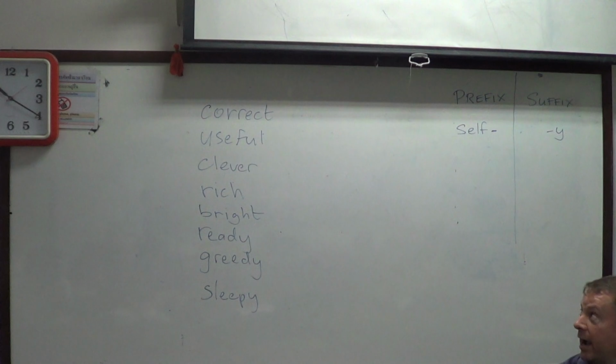Can we make a noun from correct? How do we often make a noun from an adjective?